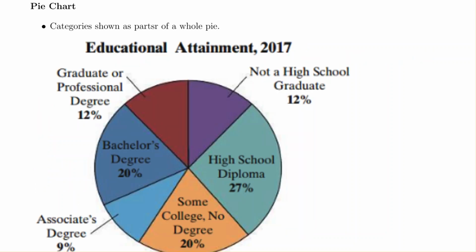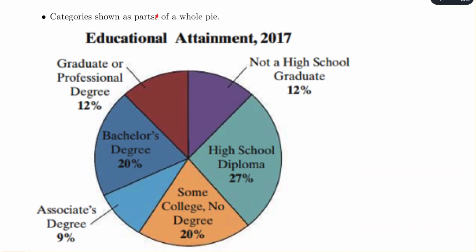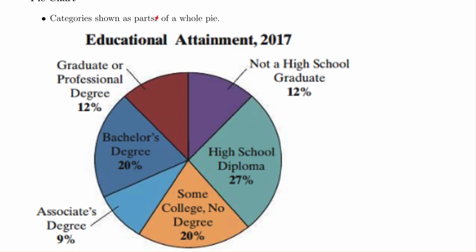Lastly, we have a pie chart. In a pie chart, each category is shown as part of a whole pie. So here we have education attainment just from 2017 data. Each section represents a category, and the size of the slice shows the percentage, in this case because we're looking at relative frequency.